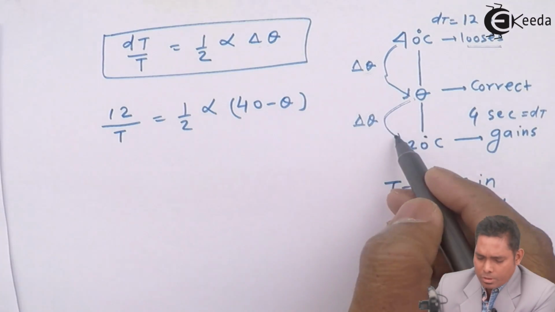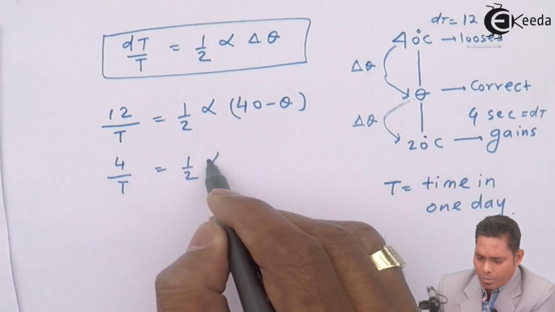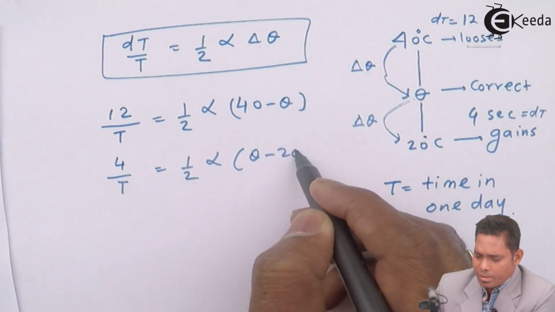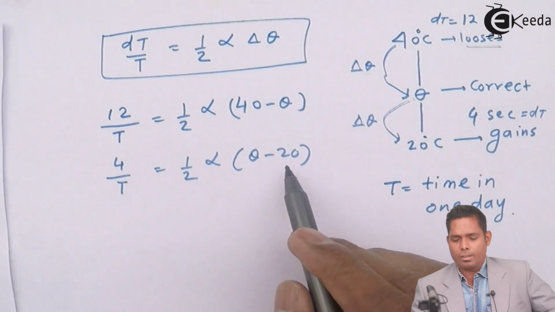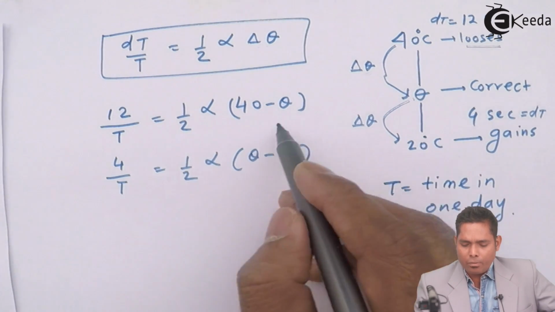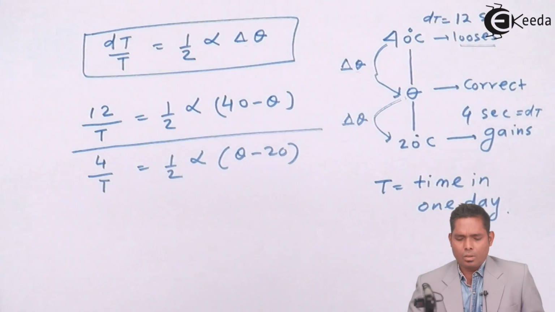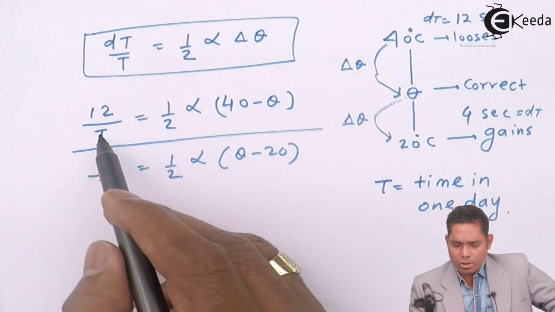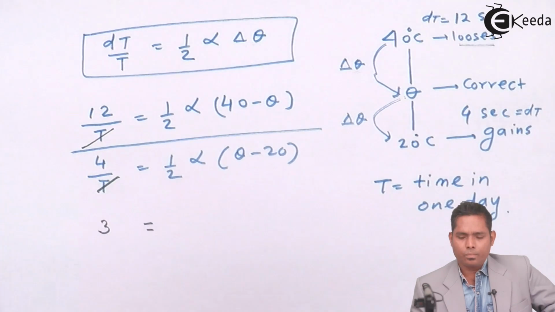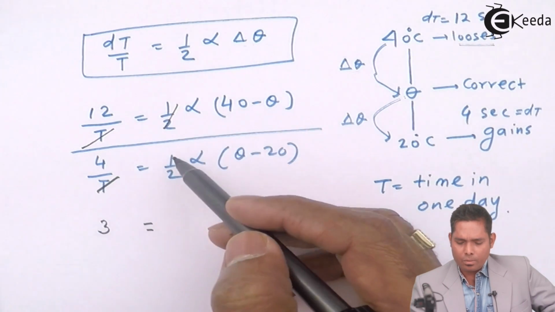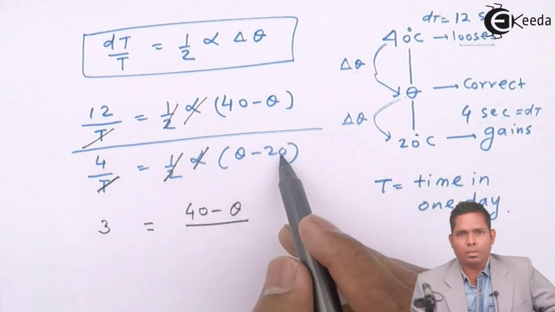Similarly, I'll use it for this one: 4 divided by t equals half of alpha times theta minus 20. Why is it theta minus 20? Because this temperature is greater than that temperature, so I write the difference this way. If I divide these two equations, what will I get? The t will cancel out. 12 by 4 is 3. Half alpha and half alpha will cancel out. Here it will be 40 minus theta divided by theta minus 20.